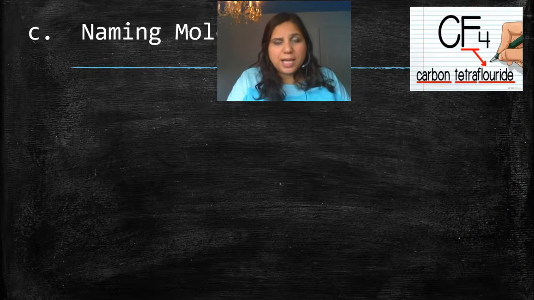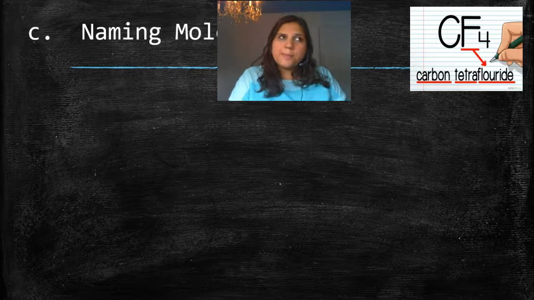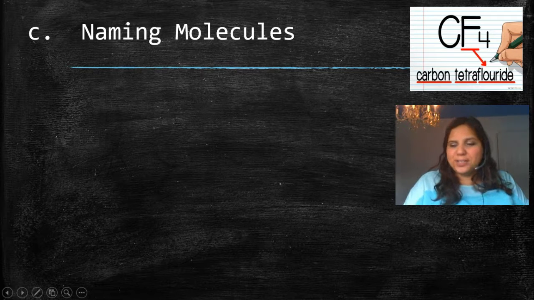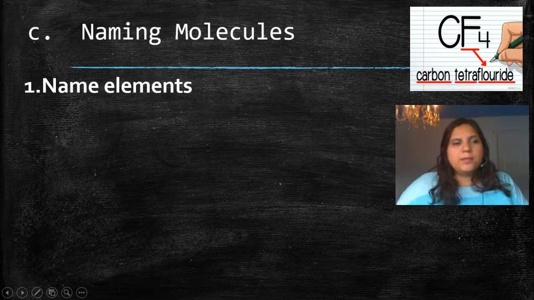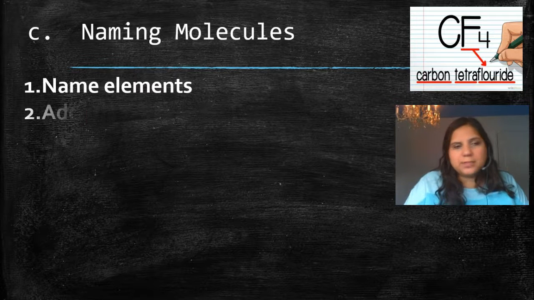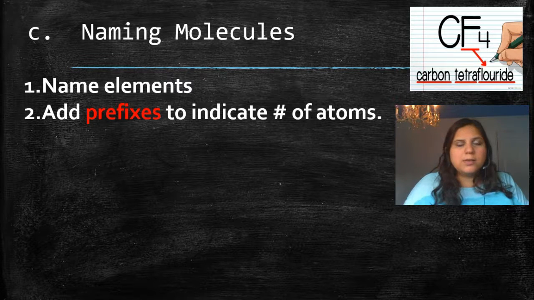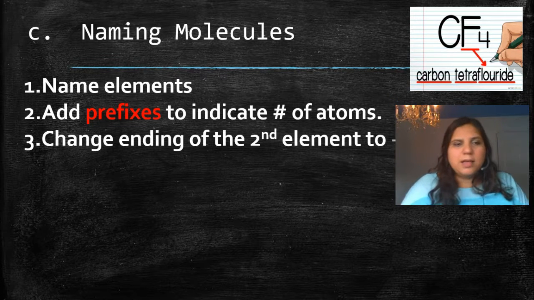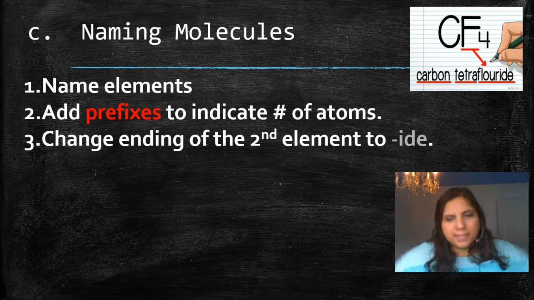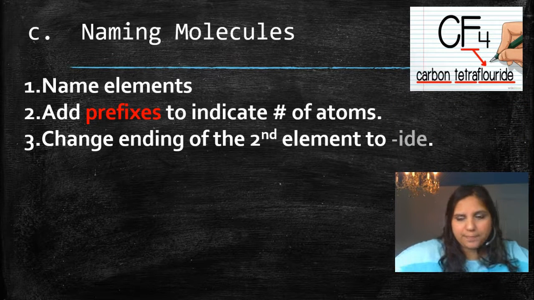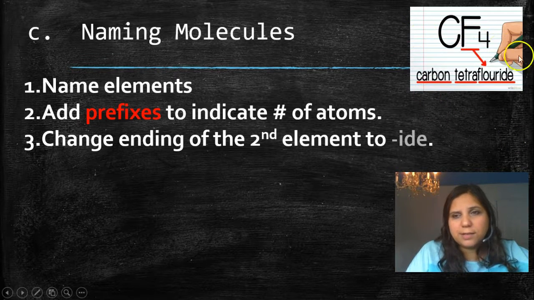All right, we're going to learn how to name molecules. This is nomenclature again. And so there's some simple steps to do this. First, you name the elements that are in the compound. Remember that we're doing this to things that are made up of only nonmetals. Okay. We add prefixes to indicate how many of each atom we have. And we change the ending of the second element to IDE. So in this example here, the 2 elements are carbon and fluorine. Fluorine's changed to ide. And there are 4 fluorines, so it's carbon tetrafluoride.